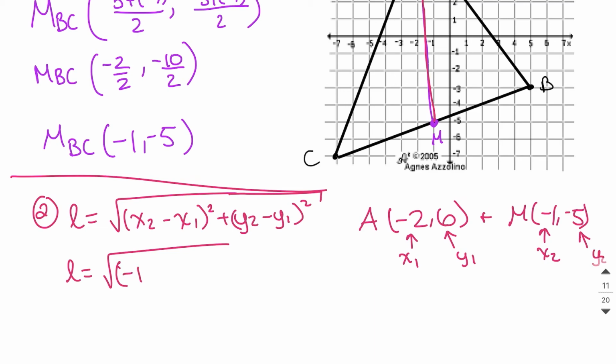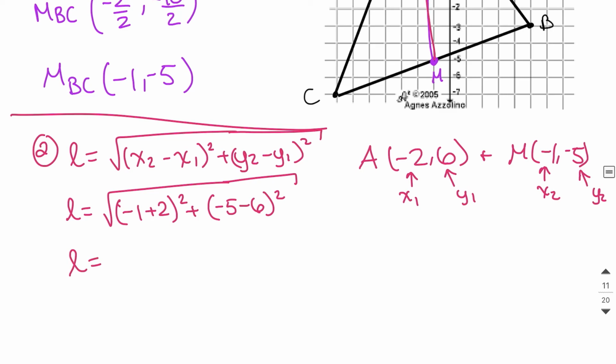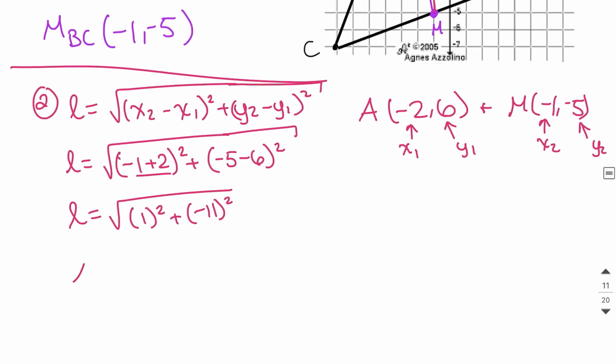So x2 would be -1. X1 is -2, so it's minus -2, so it's plus 2 quantity squared. And then y2 is -5, and I'm going to subtract 6 from that. So I would do -5 minus 6 squared. So here I'm going to evaluate each piece. So -1 plus 2 is +1. -5 minus 6 is -11. So then here, when I do this, I end up getting 1 plus 121. So the length here is the square root of 122.